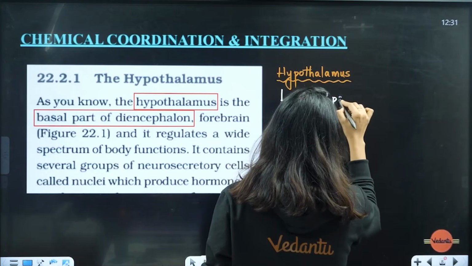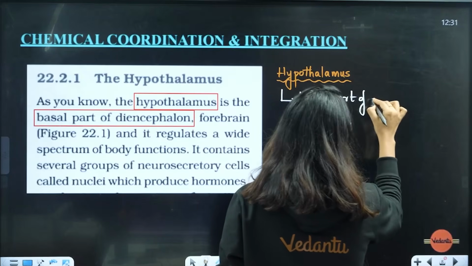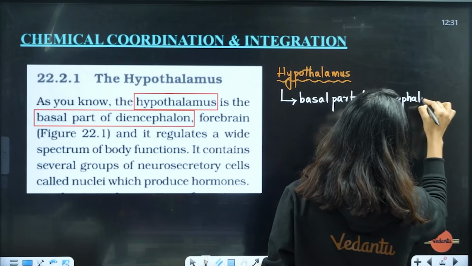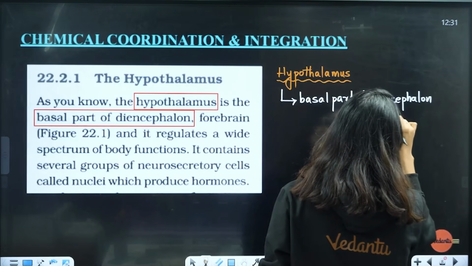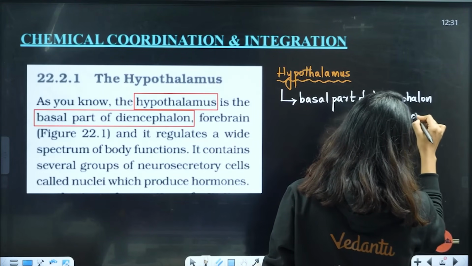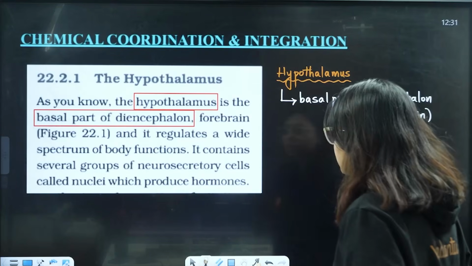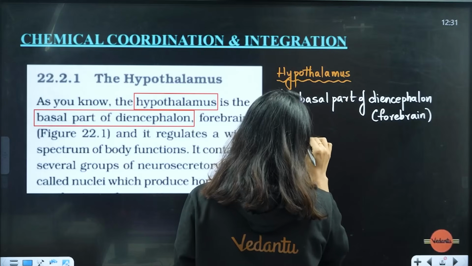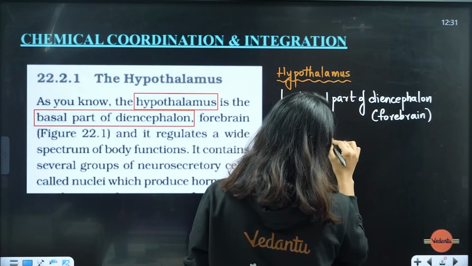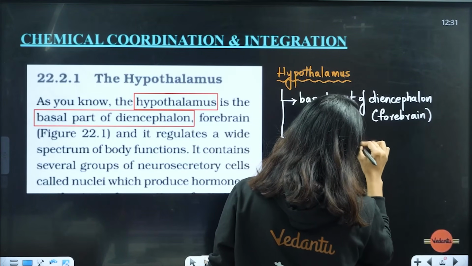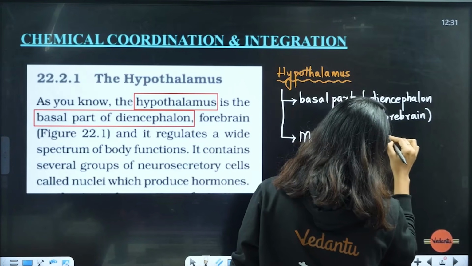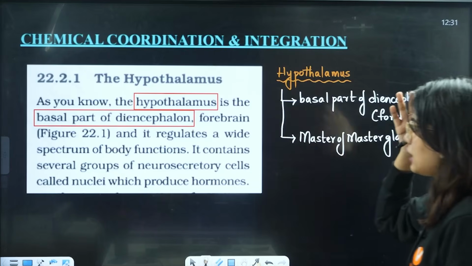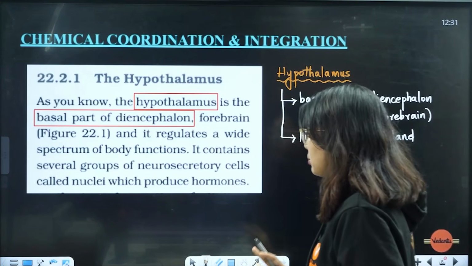Basal part of the diencephalon. This is part of the forebrain. Now students, I can call this hypothalamus the master of master gland. Okay, wow. Forebrain, and it regulates a wide spectrum of body functions.